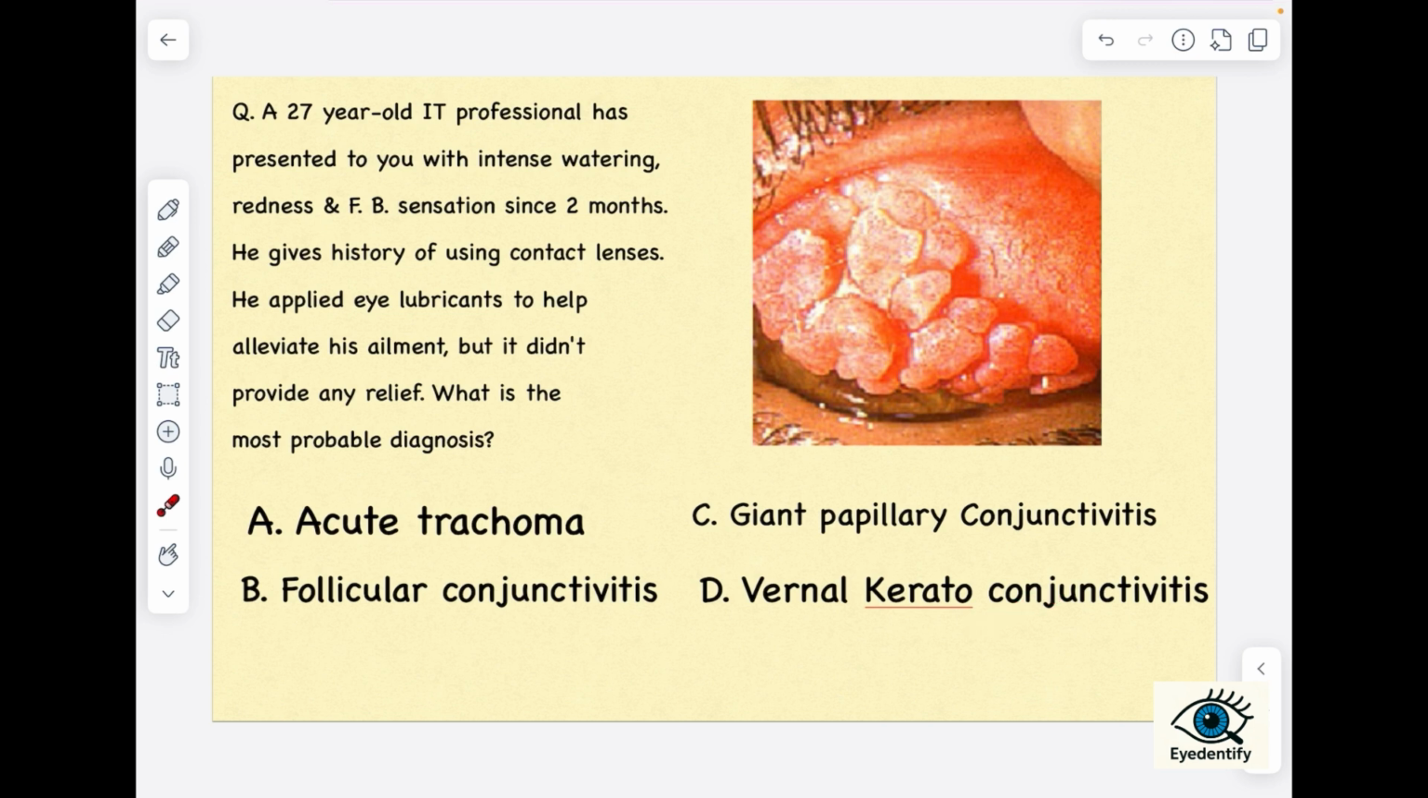But we can rule out follicular conjunctivitis by seeing this image. What we are seeing here is a giant papillae, not follicle. So obviously this option is ruled out. Now we are left with these three options. So we'll see one by one why this is only giant papillary conjunctivitis and not the others.